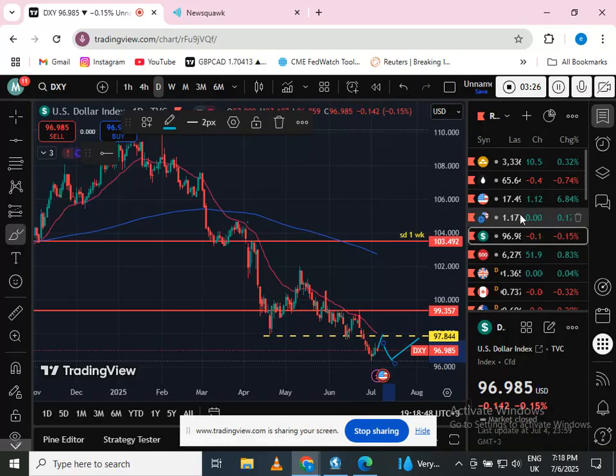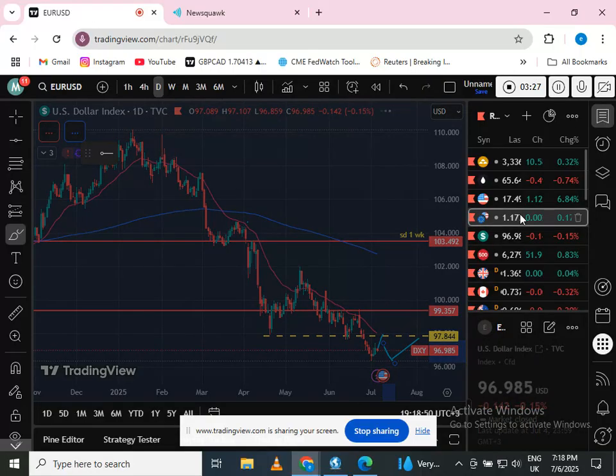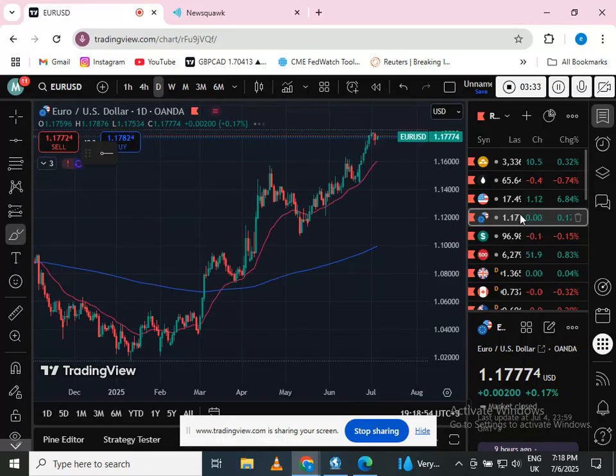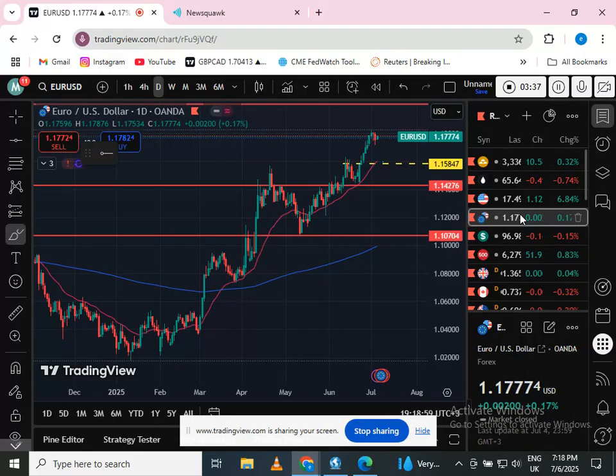Okay, right now let's go and look at the EURUSD. As you also know, guys, the EURUSD and the DXY do correlate. So when you are selling the DXY, it means you are buying the EURUSD. When you are buying the DXY, it means you are selling the EURUSD. So why is the USD in an uptrend? This is due to the different economic and monetary policy between the two countries.